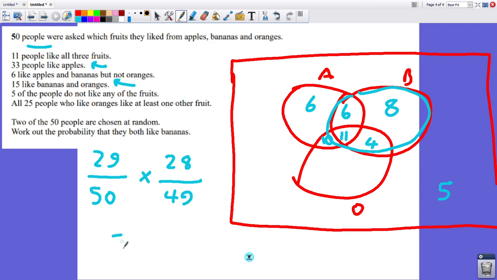Doing this calculation, you get an answer of 812 over 2,450. This answer can be simplified, but the unsimplified version is 812 over 2,450.